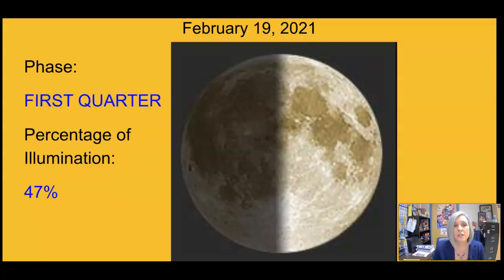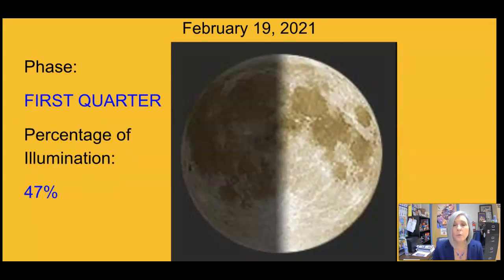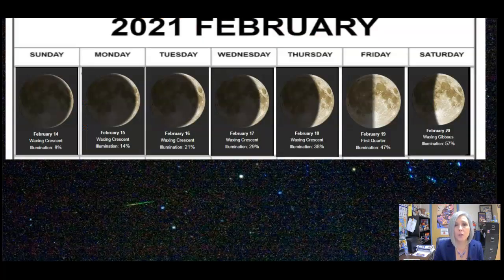Now you notice we went from a waxing crescent to a first quarter and then to a waxing gibbous. We were only a first quarter for one day, and that was the day that we were closest to 50%. Then on Saturday, we had gone past 50% to 57%, so we were waxing gibbous, still gaining light on the right. If we look at the whole week, paying attention to what happened on the right-hand side, we transitioned from waxing crescent to first quarter to waxing gibbous.